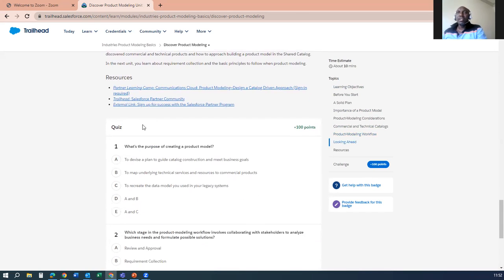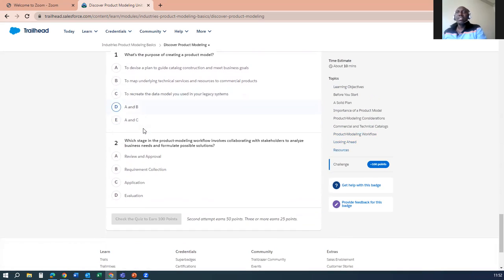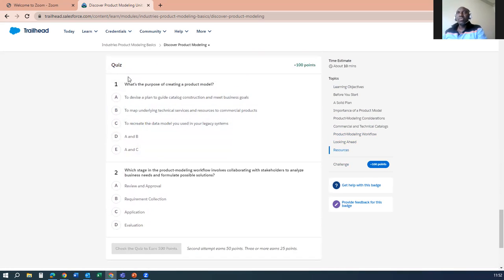And then at the end of the literature, you have a quiz. For this particular case, we have 2 questions. One, what's the purpose of creating a product model? You read through: to devise a plan to guide the catalog construction and meet business goals, to map and align technical services and resources to commercial products, to create the data model used in your legacy system.